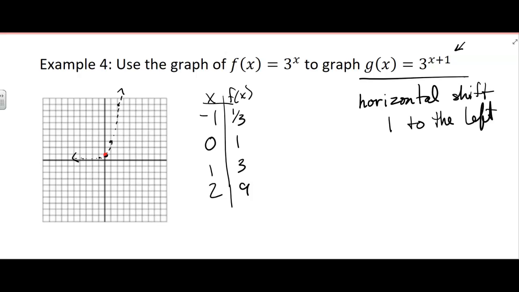So I take all my points and I move them over 1. It's going to be hard to see those, but there they are. And it kind of looks like that. The graphs are kind of running into each other, but anyway, that was a horizontal shift.